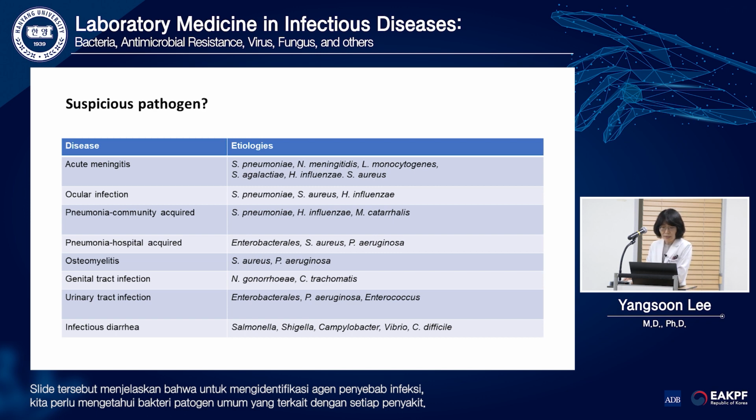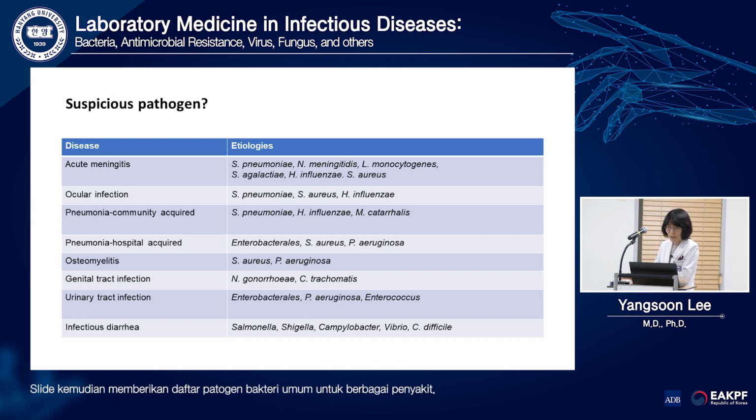The slides explain that in order to identify the causative agent of infection, we need to know the common bacterial pathogens associated with disease. The slide then provides a list of common bacterial pathogens for different diseases.